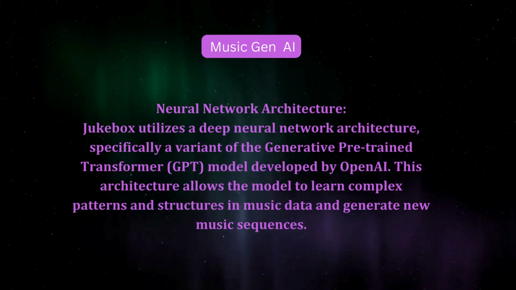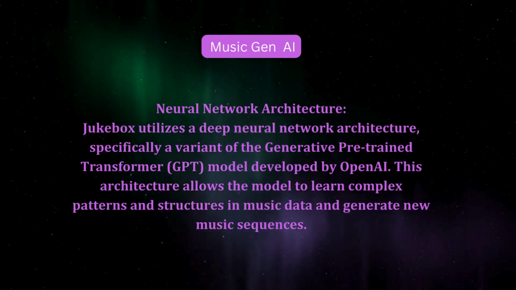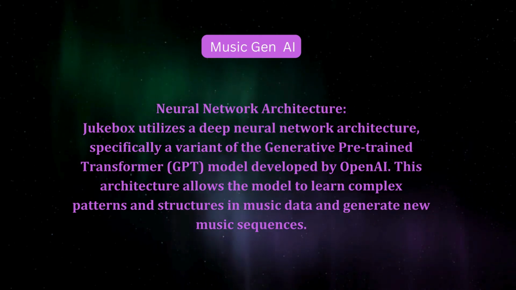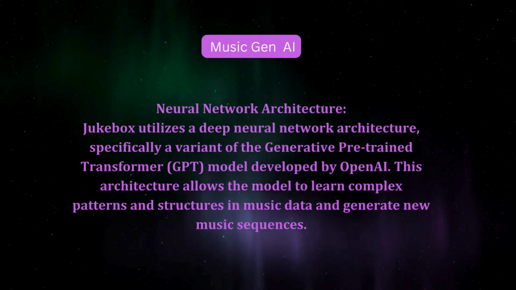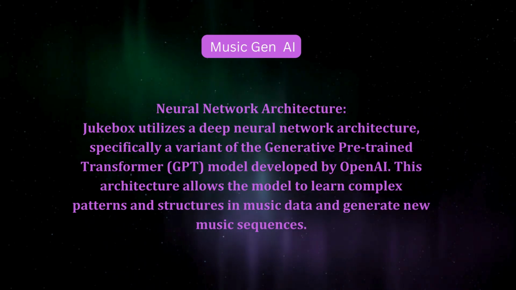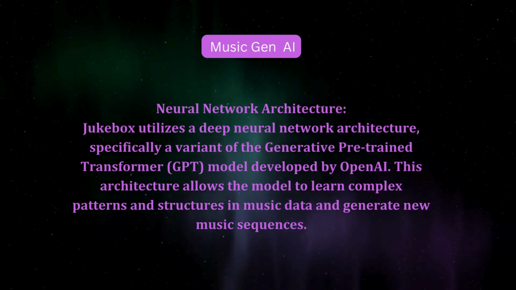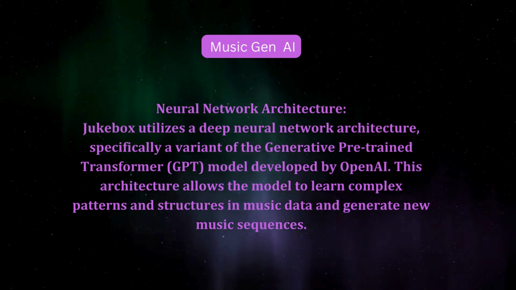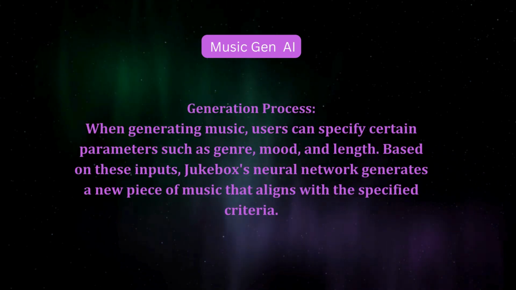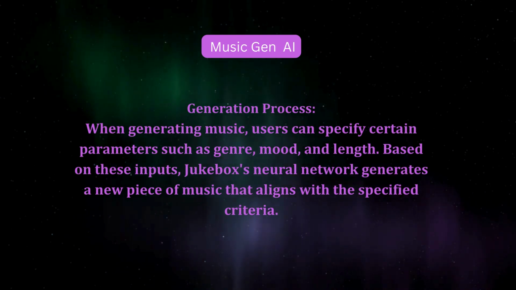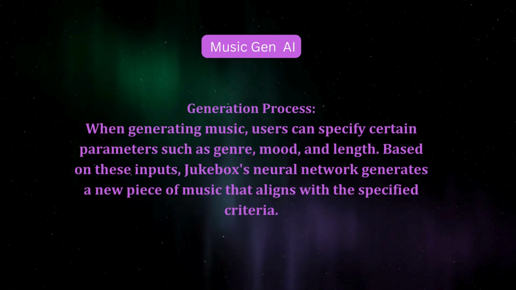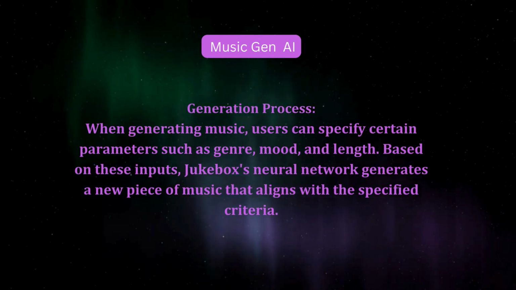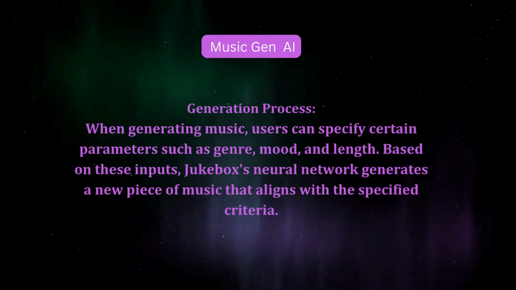Neural network architecture. Jukebox utilizes a deep neural network architecture, specifically a variant of the generative pre-trained transformer (GPT) model developed by OpenAI. This architecture allows the model to learn complex patterns and structures in music data and generate new music sequences. Generation process. When generating music, users can specify certain parameters such as genre, mood, and length. Based on these inputs, Jukebox's neural network generates a new piece of music that aligns with the specified criteria.